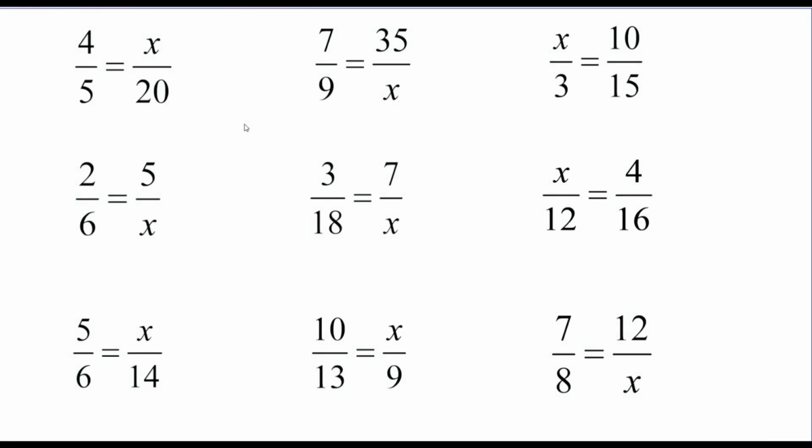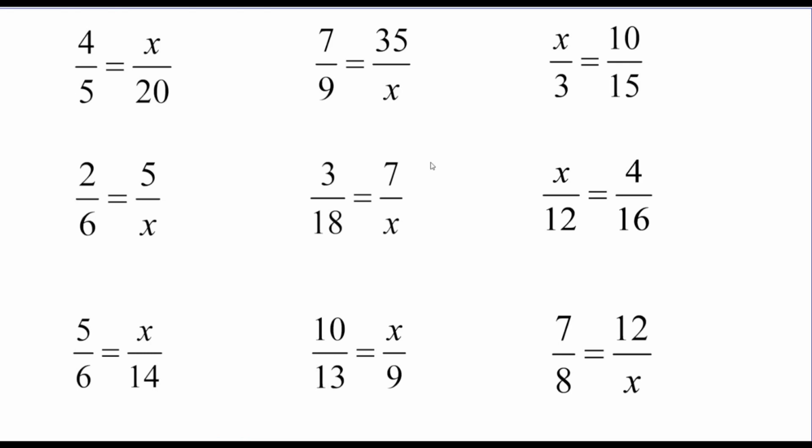So I've got 9 proportions here. If you could pause the video and see how many of these proportions you could figure out before you continue, please go ahead and do that and try to remember what strategies you use to find the missing part of the proportion. Okay, go ahead and pause and do that now. Okay, how many of these were you able to solve, and how did you solve them? Well, I'm going to go through these, and I'm going to try to guess maybe how you figured these out.